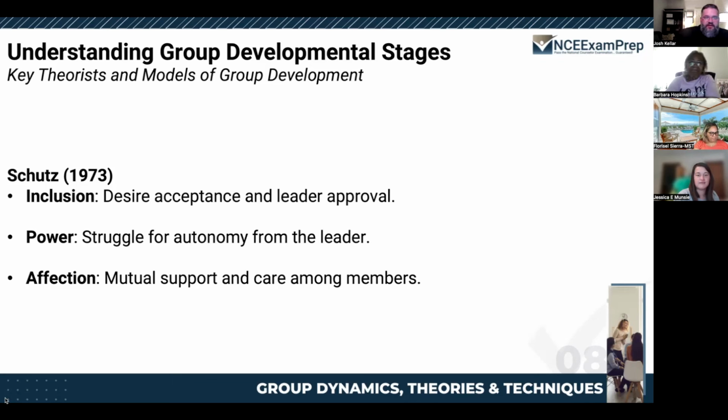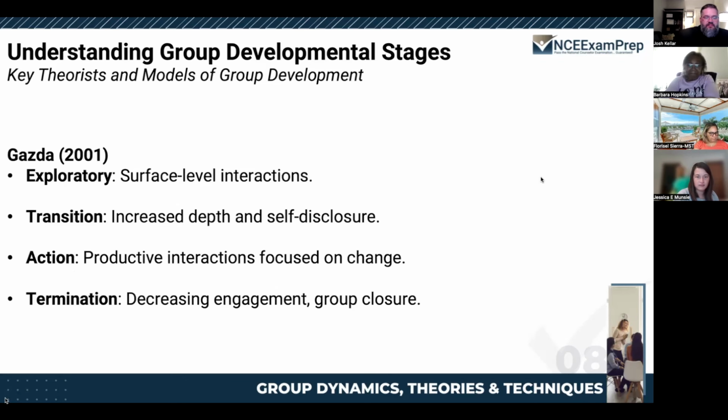Okay, so let's move on to GASDA. The GASDA stages: the exploratory stage, where we have very surface level interactions. The transition stage is where we see increased depth and self-disclosure. The action stage is where there are productive interactions focused on change. And then the termination stage is decreasing engagement and group closure.